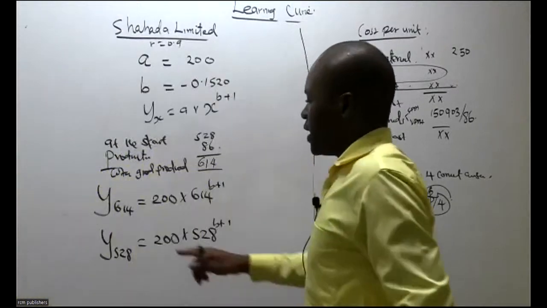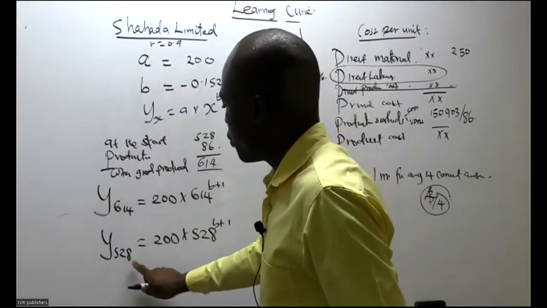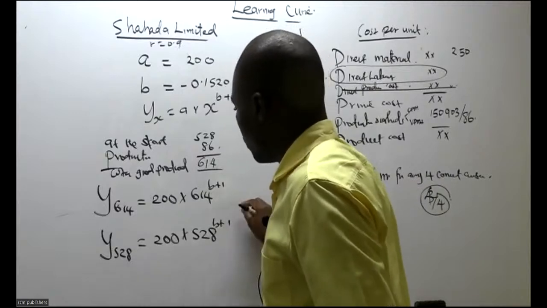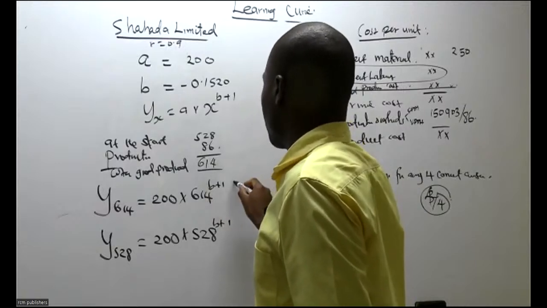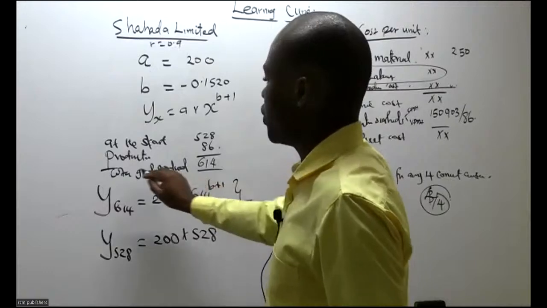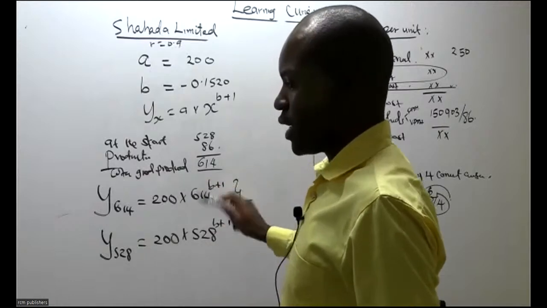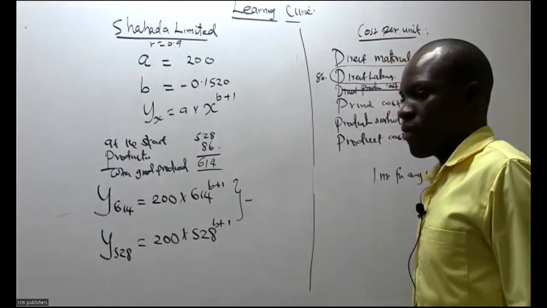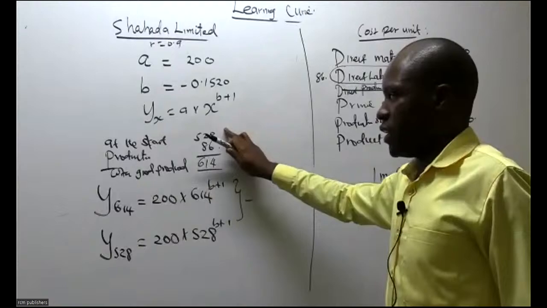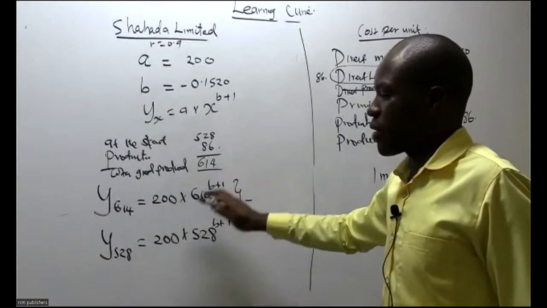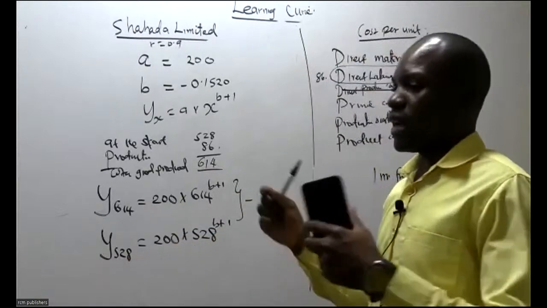If I get the time taken to produce the first 614, less the time taken to produce the first 528, what will that answer represent? It will be the difference between these two. The difference will represent the time taken to produce how many units? At the start, they had already produced 528. At the end, they have 614. The first 614 is this, the first 528 is this, and in the middle there is a gap.